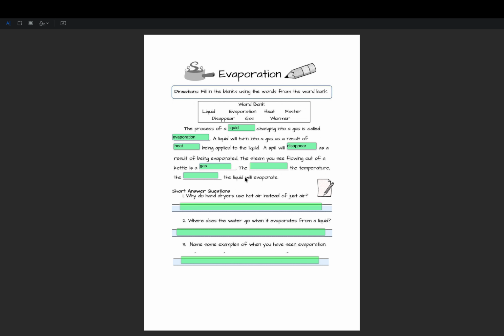The dash, the temperature, the dash. So the liquid will evaporate. The warmer it is, the hotter the temperature, the faster the liquid will evaporate. Okay, so now let's go to some short questions.